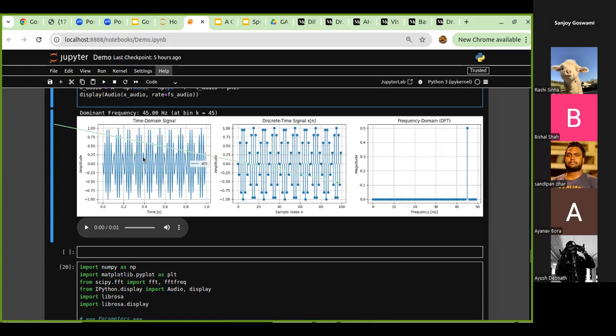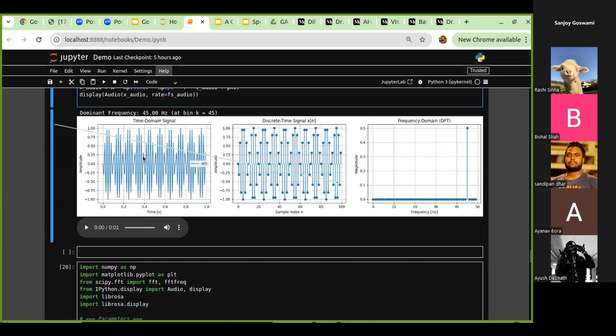Then there is something called frequency. What is frequency? The number of cycles per unit time. So if frequency is very high, that basically means the number of cycles within a particular unit of time is very high.